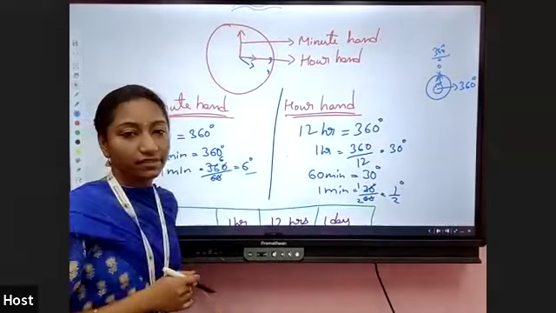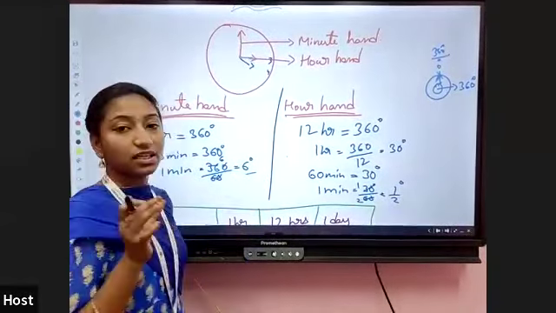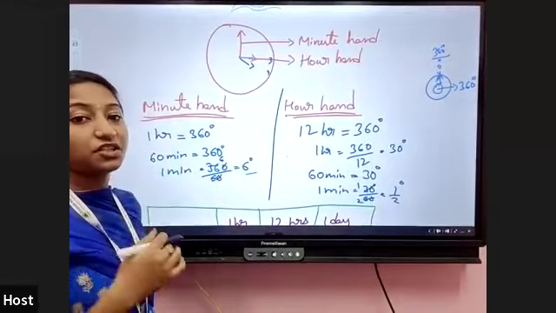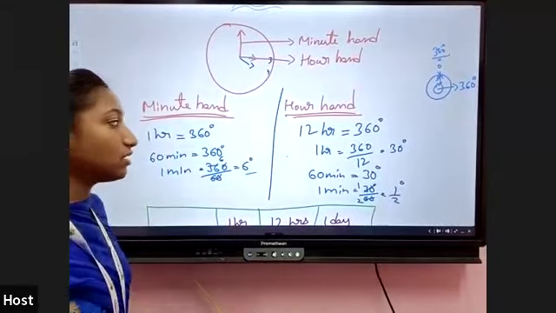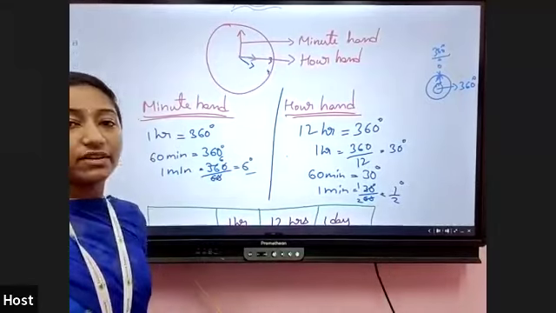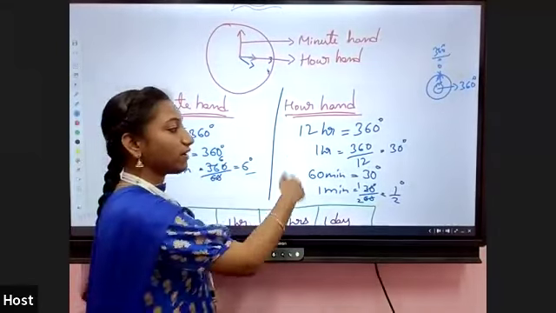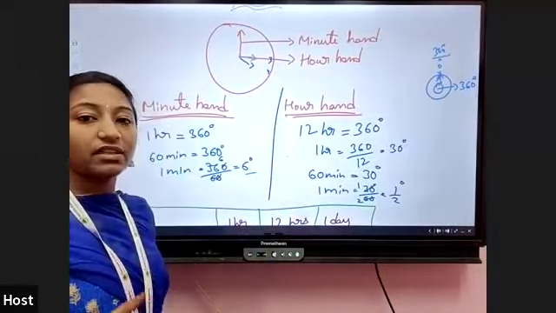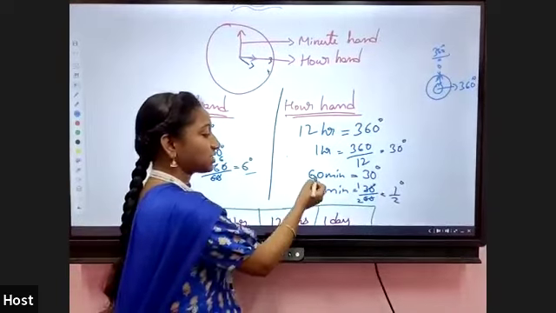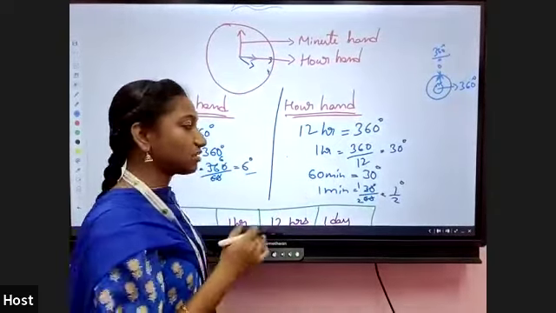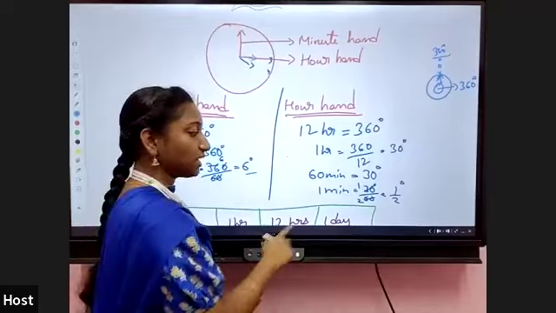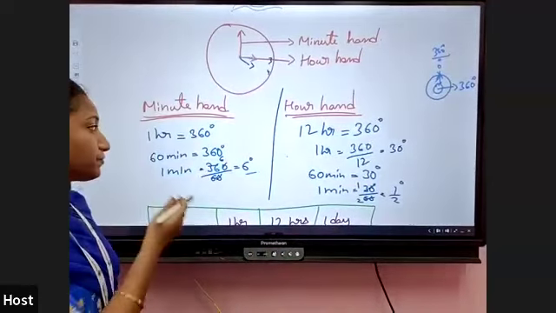Next, coming to the hour hand, to travel 360 degrees, it should travel 12 hours. So it will take 12 hours to travel 360 degrees. So for 1 hour, it will travel 30 degrees. And for 60 minutes, 1 hour means 60 minutes, 30 degrees. For 1 minute, it will take half a degree.